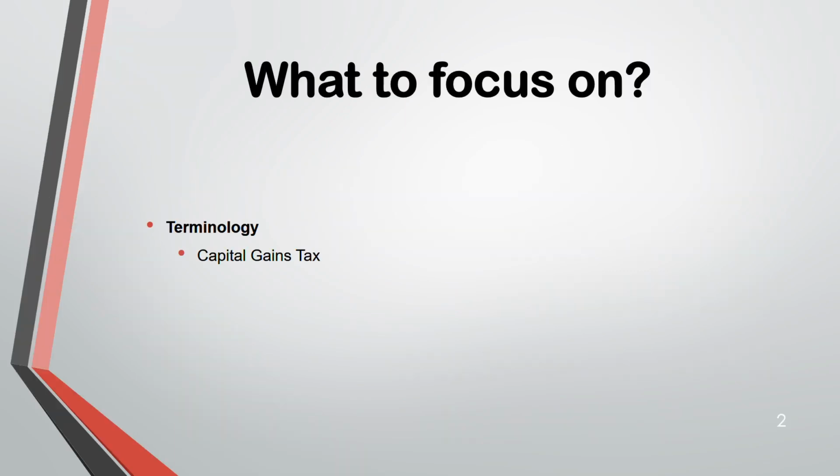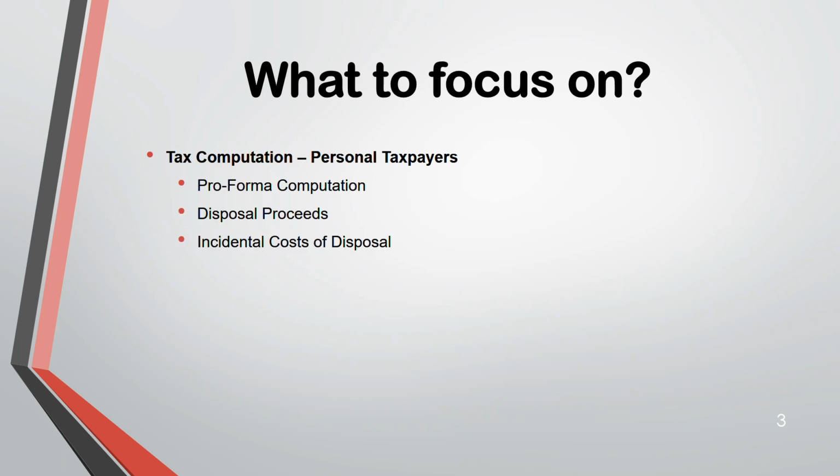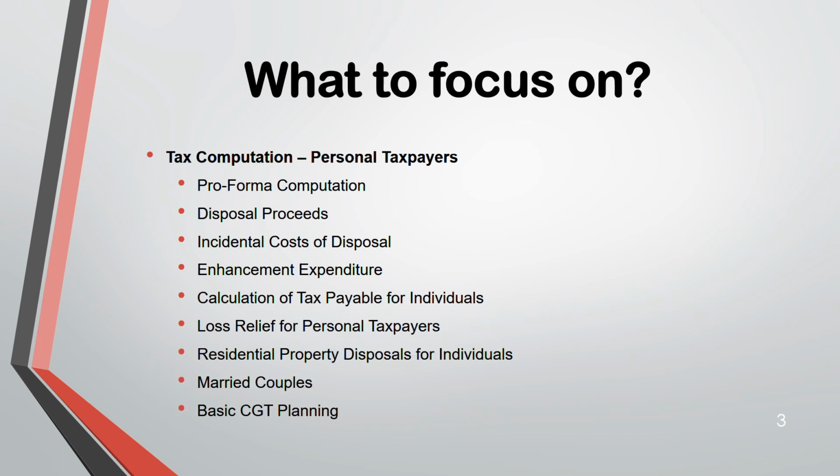The terminology, very important, you have to understand the terminology. Then chargeable disposal. What is this chargeable disposal? Then chargeable asset, chargeable person. These 3 things. Then computation, the pro forma. When you're disposing, what is the cost? Then what do you do with the enhancement expenditure? Then how do you calculate the tax payable? The loss relief. Then residential property when you're disposing. The married couples. Basic CGT planning.